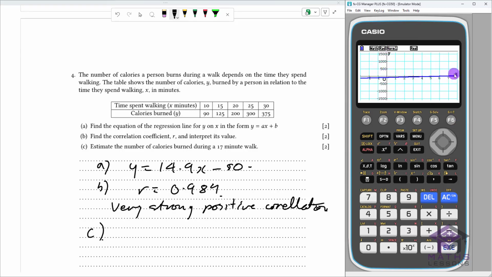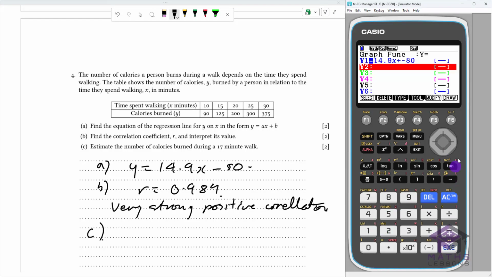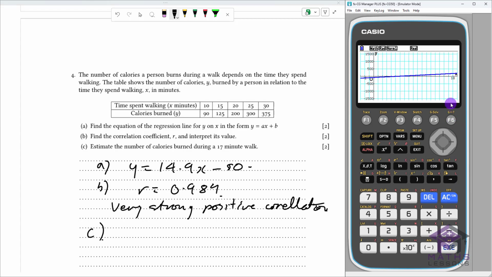Doesn't matter if my scale is on here, but I want it to go up to 17. So I need to at least change my view window up to 17. So I'm going to change that to 19. While I'm at it, maybe I won't make the y-axis different. So I can now do graph solve and I can find the y calculation when x is 17.